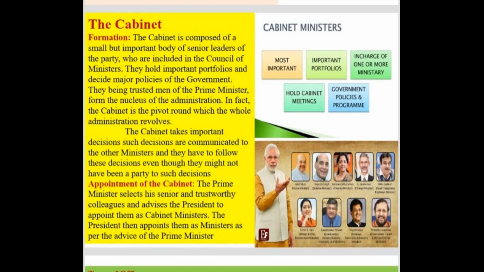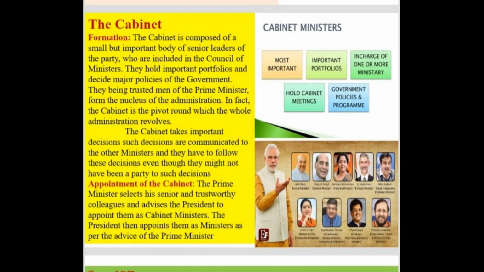So the Prime Minister will take trusted men. That means he will have certain people who are very close within the party, and they will be very senior in political matters. Such people he will select and give important portfolios, and he will trust them more and make them an important part of the administration. In fact, the cabinet chosen by the Prime Minister is very important. It is the pivot round which the whole administration revolves.